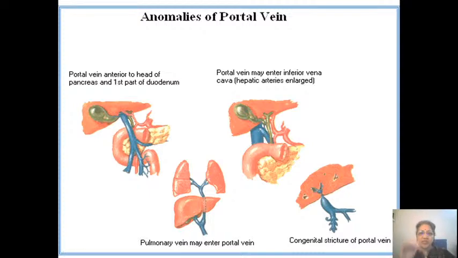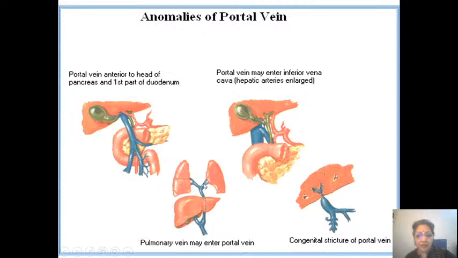So at that change over point, if the surgeon is not aware, they may nick it if they're not careful, if they're trying to get at the pancreas or the duodenum for whatever reason and are not aware that this anomaly is possible. Again, if the portal vein enters the inferior vena cava directly without getting into the liver at all, there will be an enlargement of the hepatic arteries. This is a rare one and we'll figure out how that works later, but this is one of the anomalies possible where the portal vein enters the inferior vena cava directly.